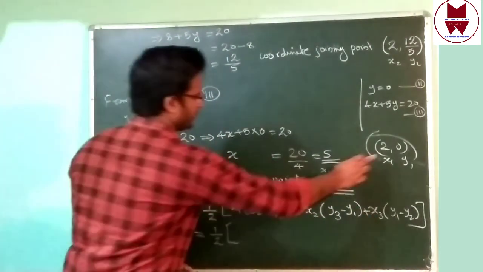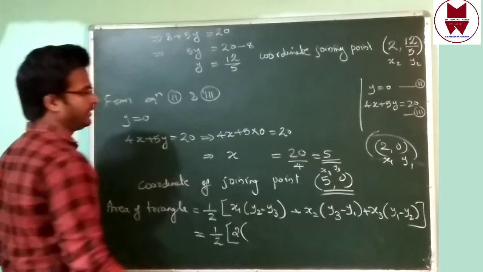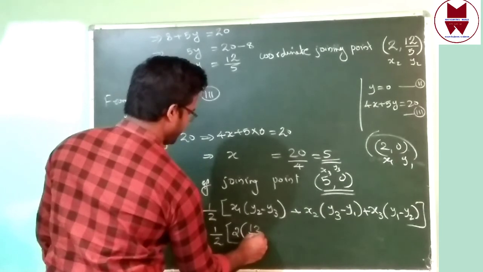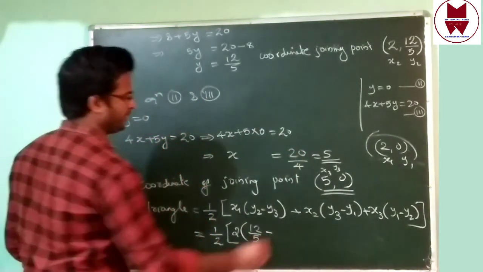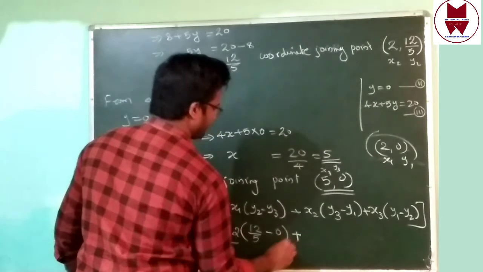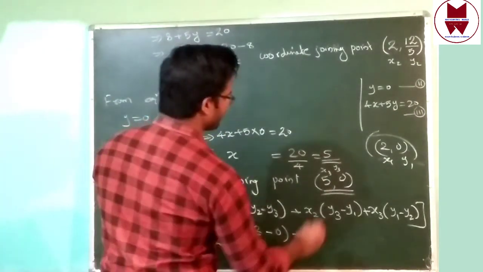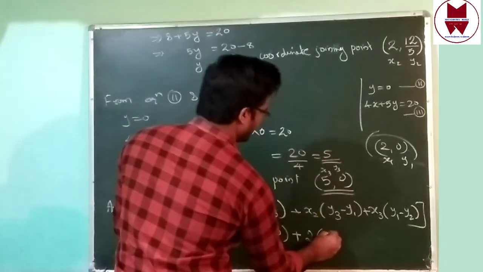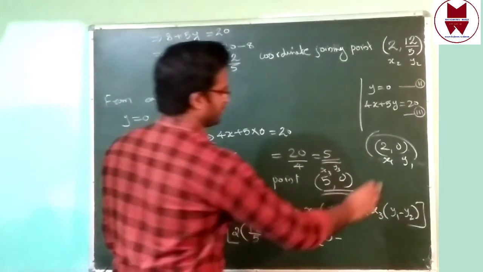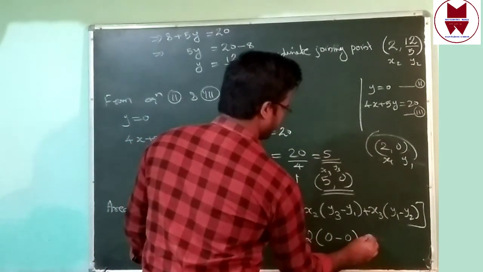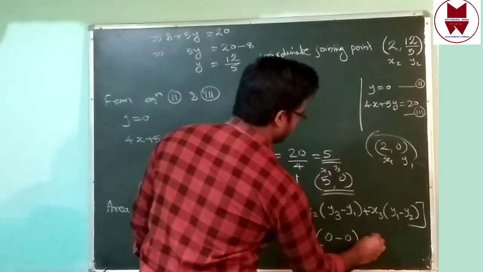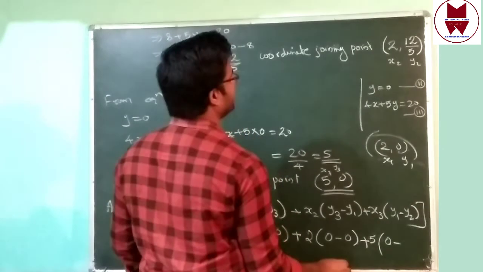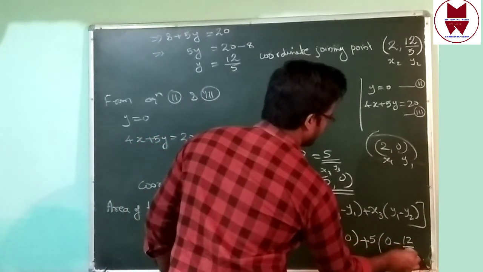Then x1 is 2. Then y2. What is y2? y2 is 12 by 5 minus y3 is 0. x2 is 2. Then y3 is 0 minus y1 is that also 0 plus x3 is 5, y1 0 minus y2 is 12 by 5.